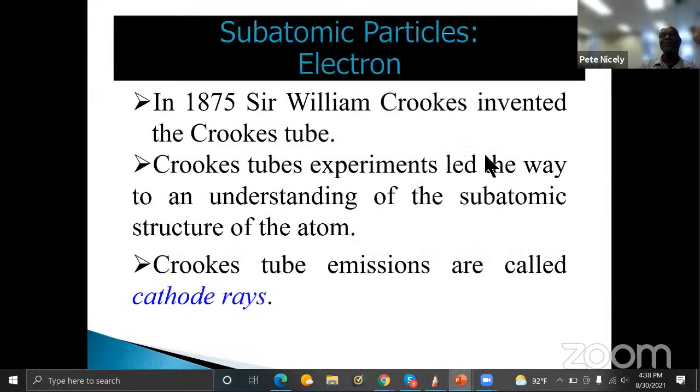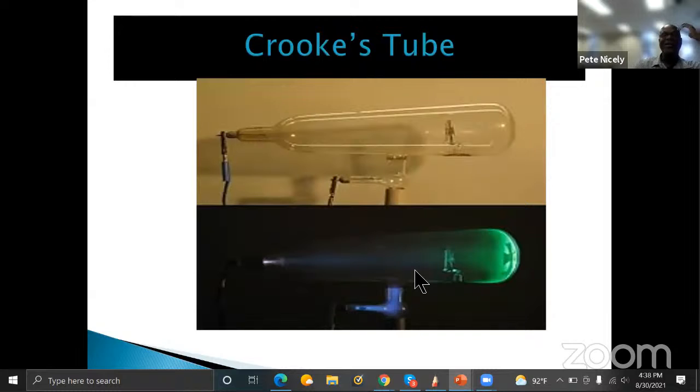Now, in terms of the different particles, they were discovered by different persons. Sir William Crookes came up with an invention known as the Crookes Tube. Let me see if I have a diagram of it here. Okay, so this is a Crookes Tube here.